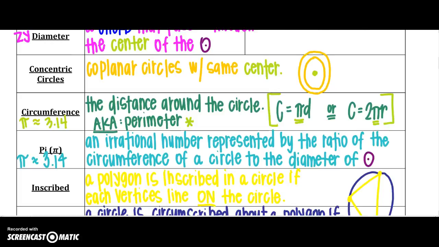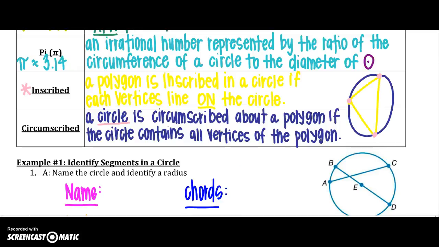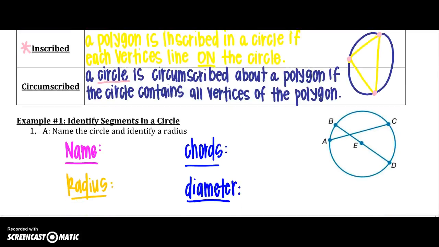Inscribed: a polygon is inscribed in a circle if the vertices lie on the circle. So if you notice in this picture, because I have a triangle and my vertices all lie on the circle, I could call this an inscribed triangle. And then the circle in which the polygon is inscribed is called the circumscribed circle. Alright, so that completes our notes for our vocabulary.